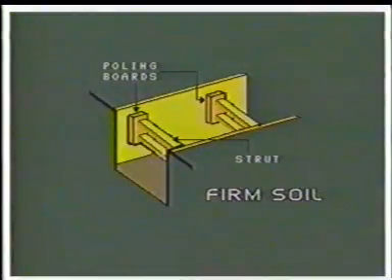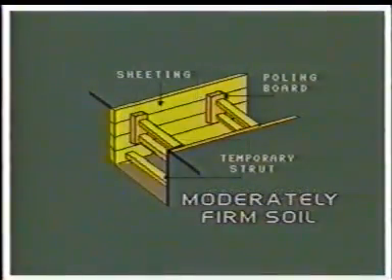Depending upon the type of soil and depth of foundation, the trenches may cave in. This is taken care of by adopting suitable methods of timbering. In firm soil, light supports in the form of poling boards and struts are provided. Moderately firm soil has sheeting in addition to poling boards and struts.